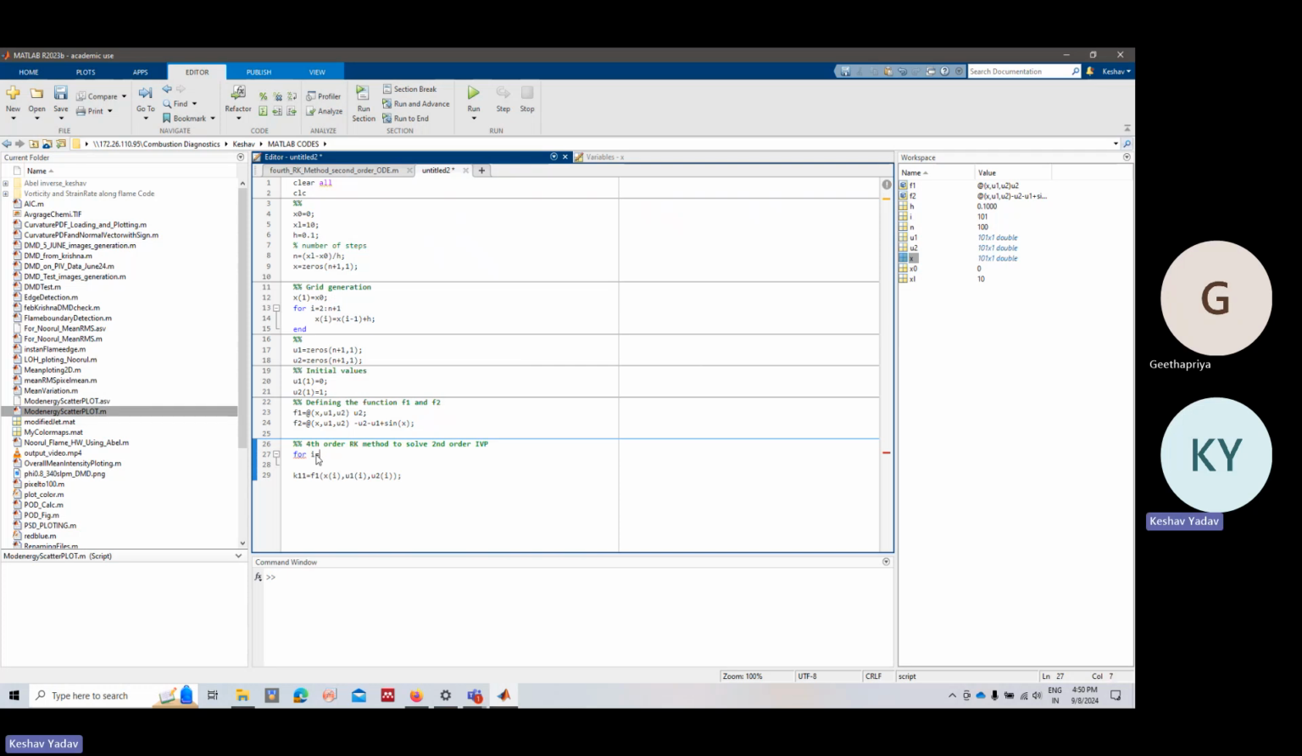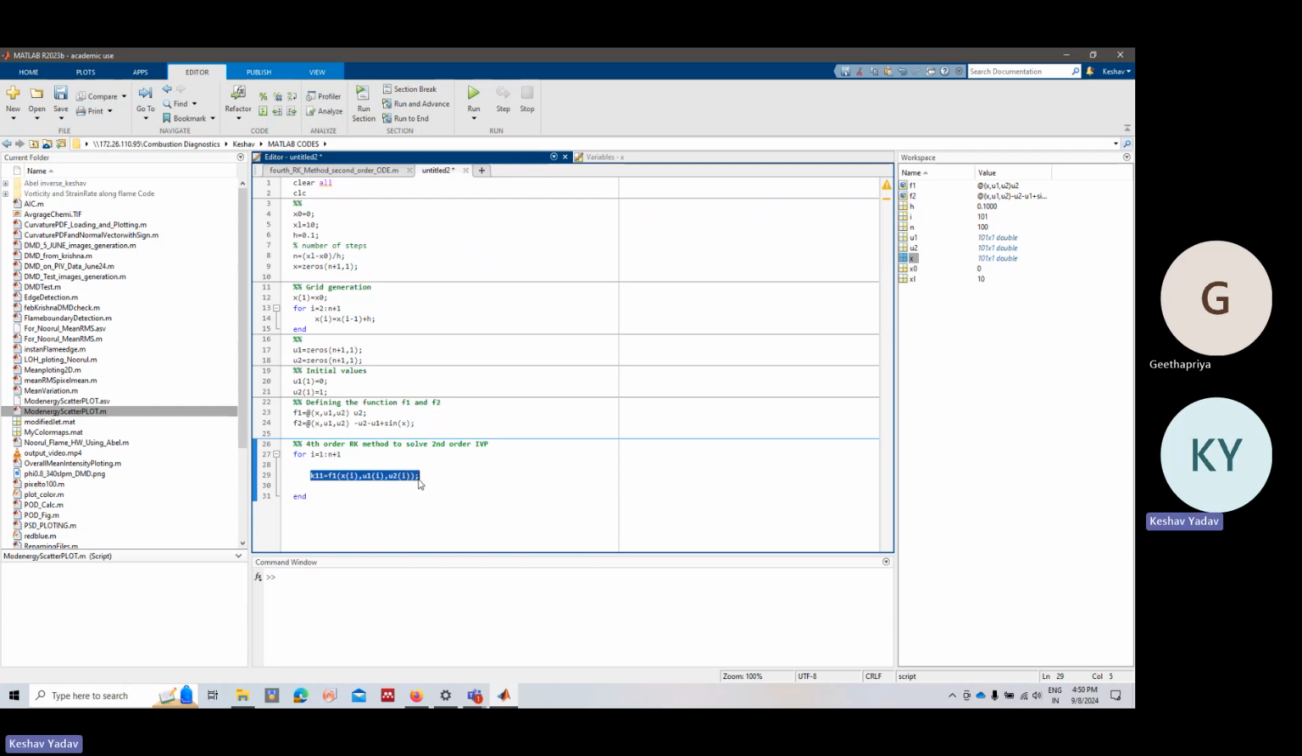Since at the first point we already know the value, I will go from, suppose, 1 to n plus 1. Okay, so this is my K11.